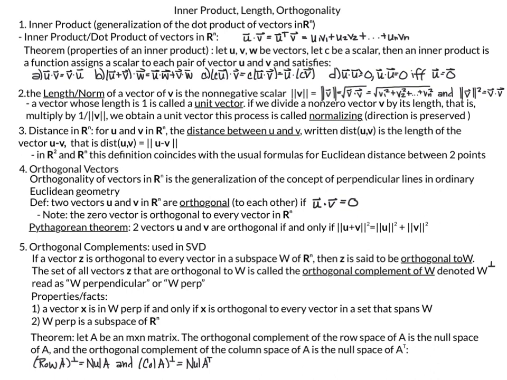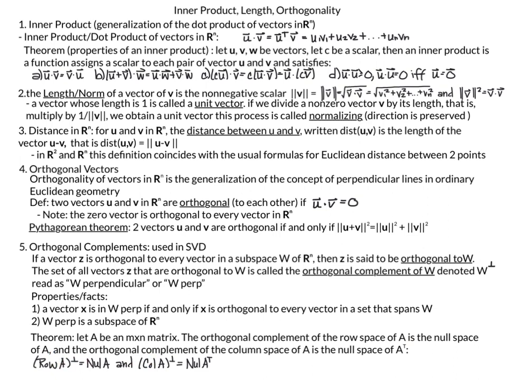So some properties and facts: 1, a vector x is in W perp if and only if x is orthogonal to every vector in a set that spans W, and 2, W perp is a subspace of Rn. And then last we have this theorem. If A is an m by n matrix, then the orthogonal complement of the row space is the null space of A, and the orthogonal complement of the column space of A is the null space of A transpose.